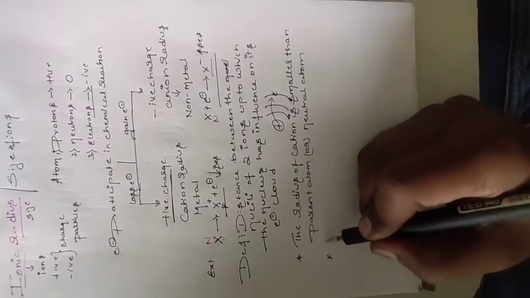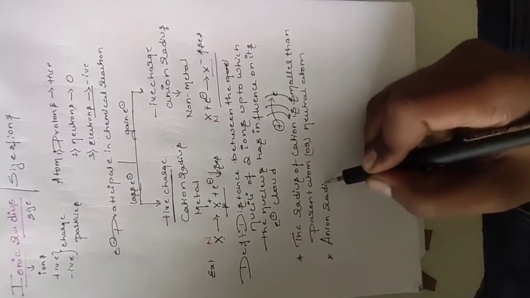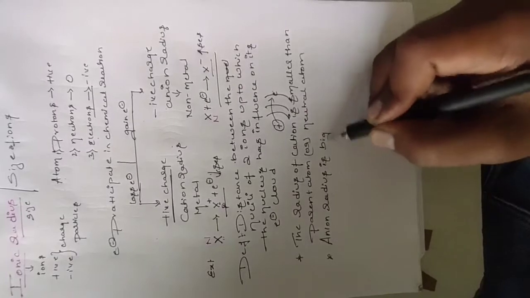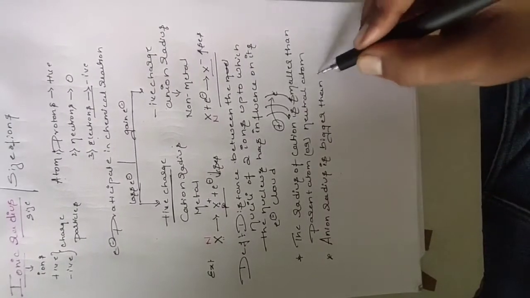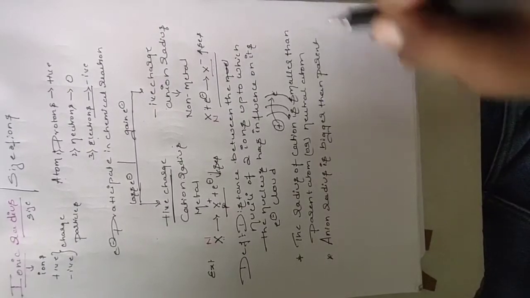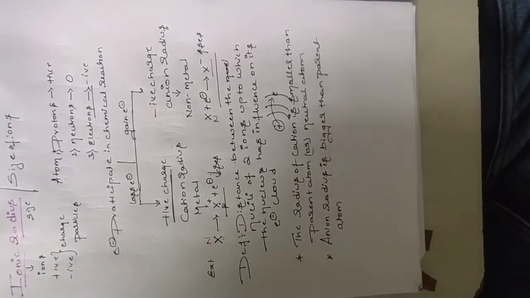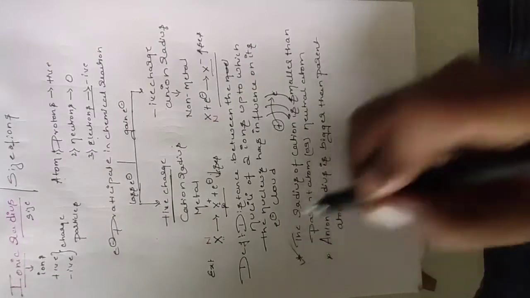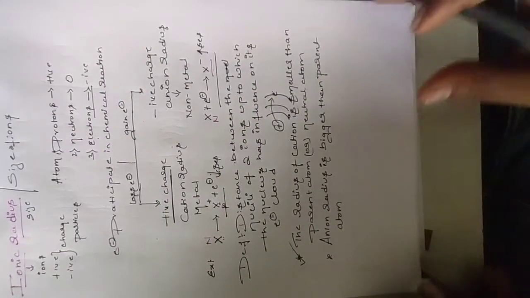The anion radius is bigger than the parent atom. Okay, now we will study the first point. Why is a cation smaller in size than the neutral? Why? Okay, then we will go to the second.